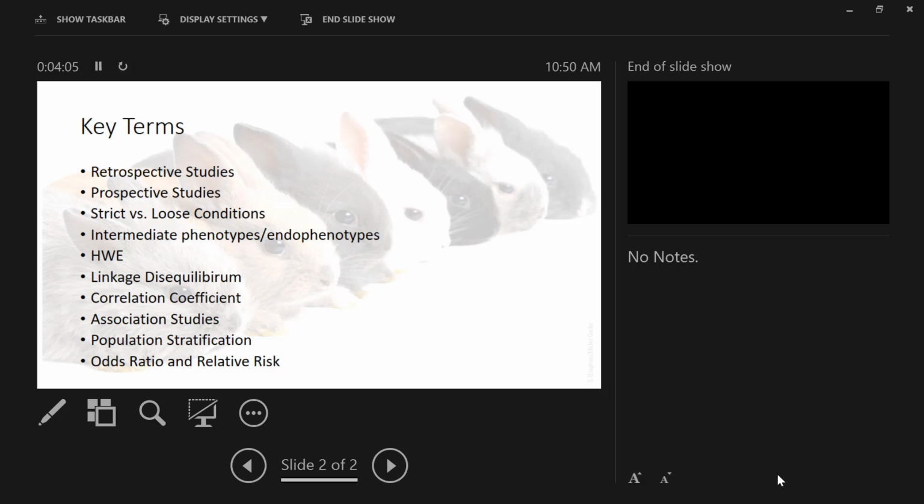Yeah. The difference between retro and pro is that retro is a specific disease and prospective is a specific allele. Yes.